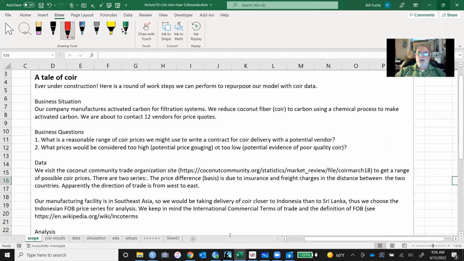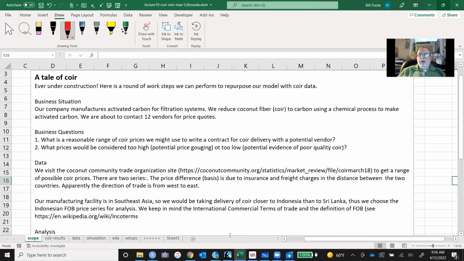Business situation is here. It's a filtration company. They make their own activated carbon. They apparently have property rights or some sort of license or pay royalties to somebody for this, another company usually. And they have two major business questions. One, what is a reasonable range? And reasonable here for us will be plausible. And we've had that discussion before.